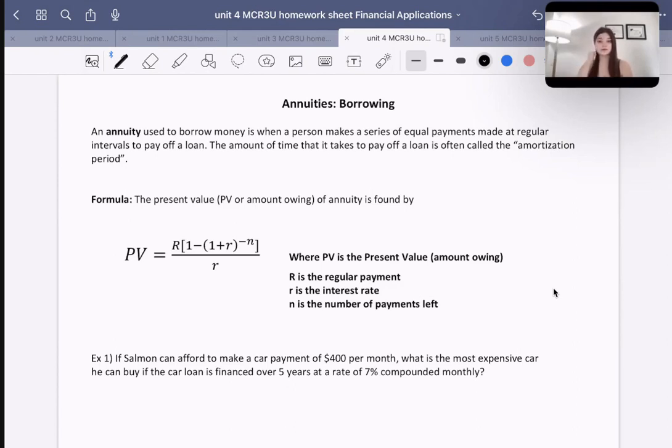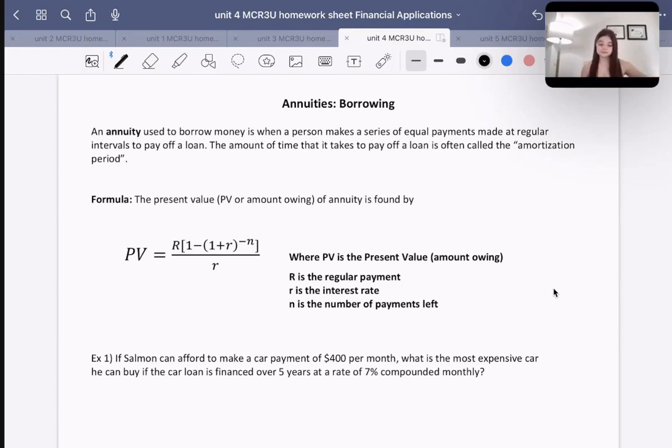R is for the regular payment. The small r is for the interest rate that we are being charged. And then N is going to be the number of payments left that we still must pay. So, not necessarily the number of years left, but the number of payments left. In practice, often both mortgages and car payments are paid monthly. And so each month we have to make a payment. So, we need to multiply the number of years by 12 in those situations.